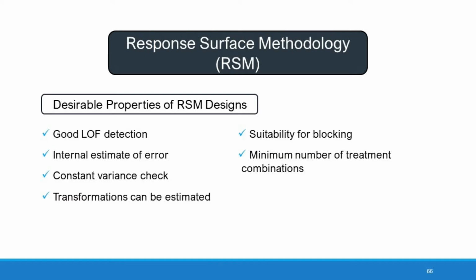These are some of the desirable properties of RSM designs. They can detect lack of fit or LOF, internally estimate errors by replicating some runs, check for constant variance, incorporate transformations if required, and are suitable for blocking. Lastly and most importantly, with a minimum number of treatment combinations, you can get a lot of insights from your data.